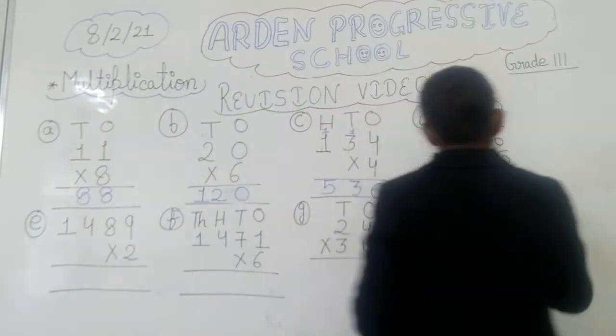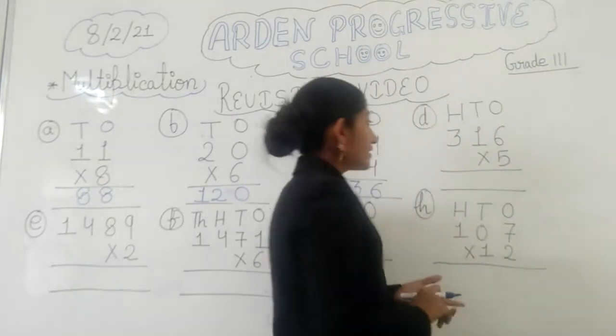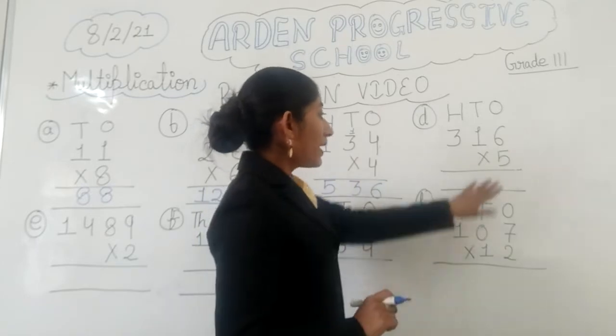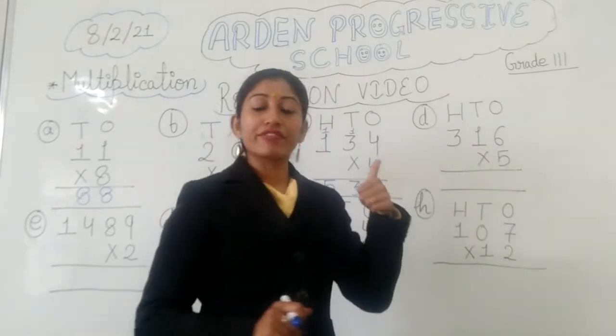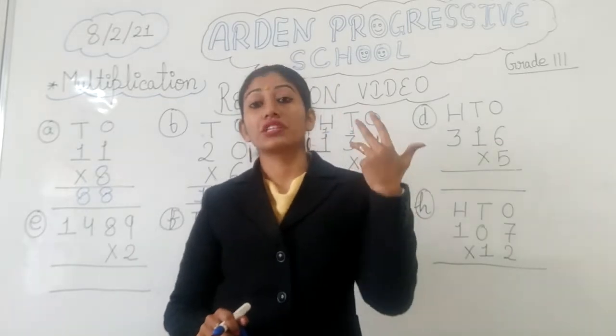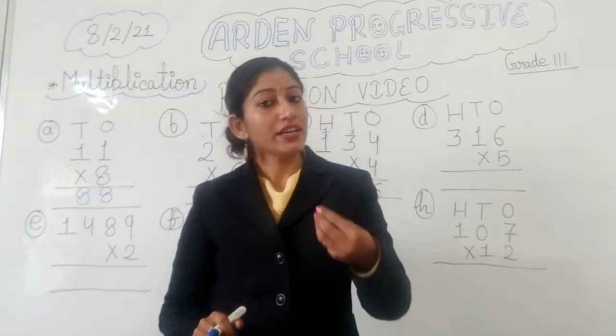536. Now let's solve this one. This is 316 into 5. Now apply this 5 table to 6. 5 ones are 5, 5 twos are 10, 5 threes are 15, 5 fours are 20, 5 fives are 25, and 5 sixes are 30.